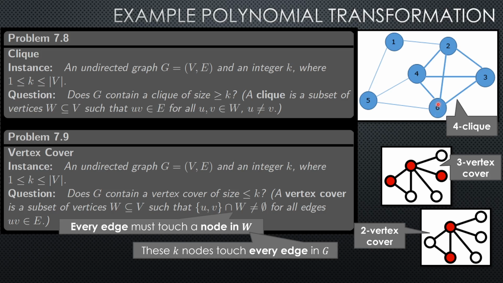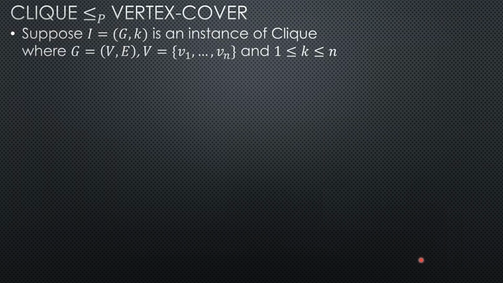So for Clique, it's harder to get bigger and bigger cliques. For vertex covers, it's harder to get smaller and smaller vertex covers. Okay, so let's do a transformation from the Clique problem to the vertex cover problem.